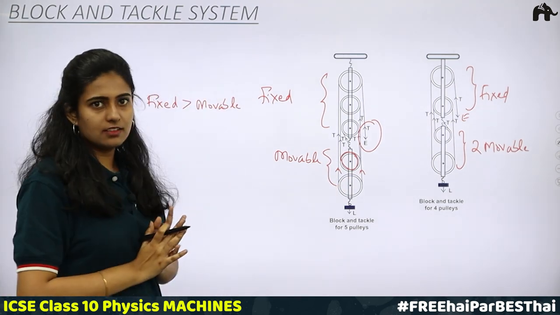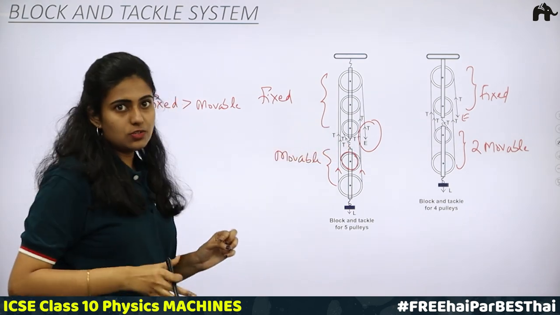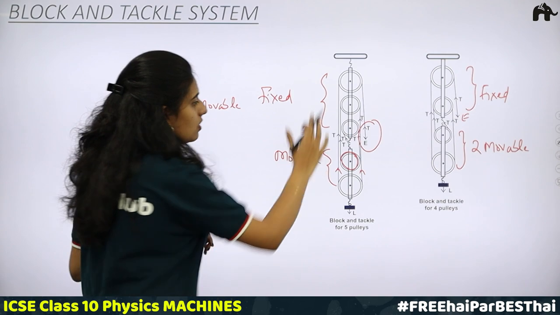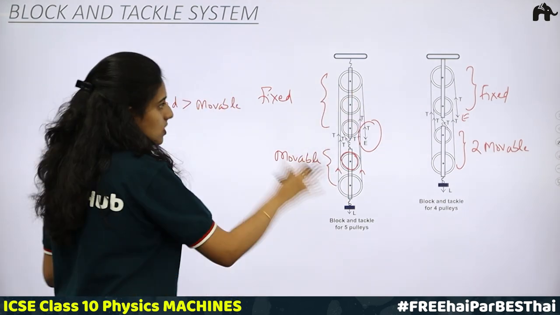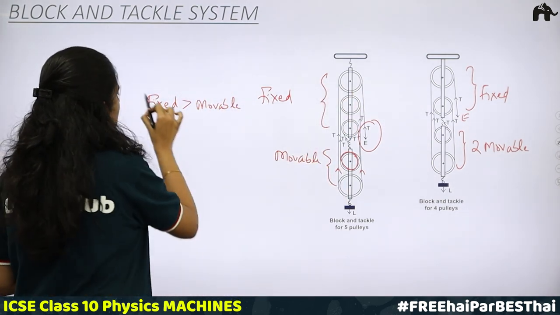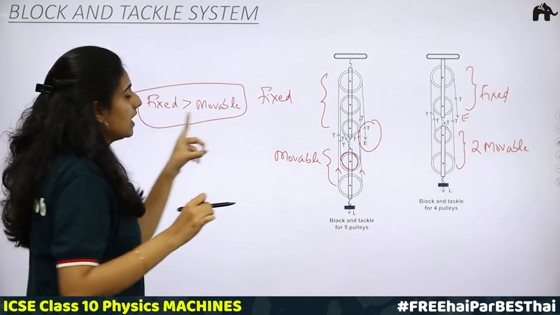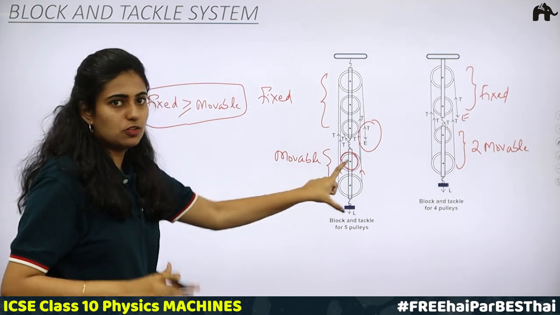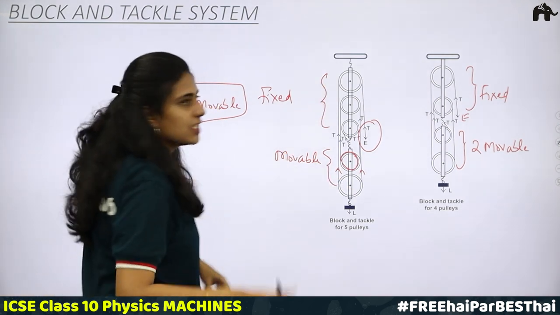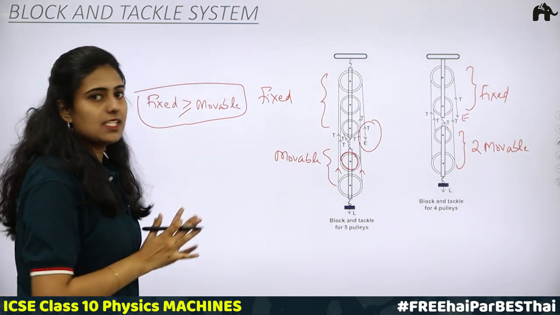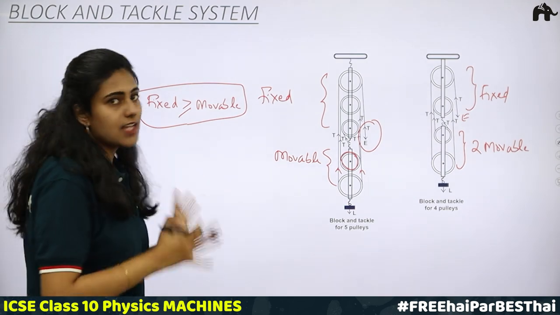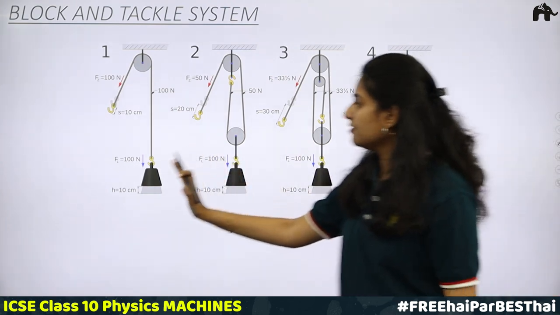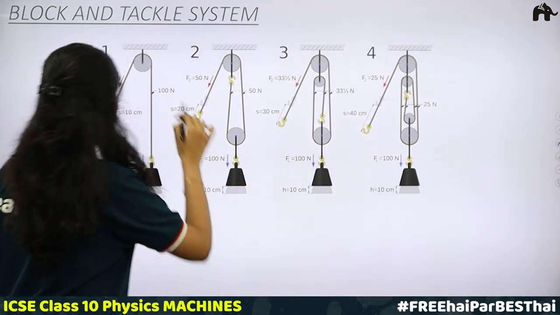Why is it used again? When more pulleys are used, the effort can be reduced. When the load is increasing, effort can be reduced when a greater number of pulleys is used. So the point to remember is that the number of fixed pulleys should always be greater than, or equal to, the number of movable pulleys. Movable pulleys should be less than or equal to the number of fixed pulleys. So this is a basic idea about a block and tackle system. Let us consider 4 block and tackle systems. Here in the first case, you just have a single pulley.